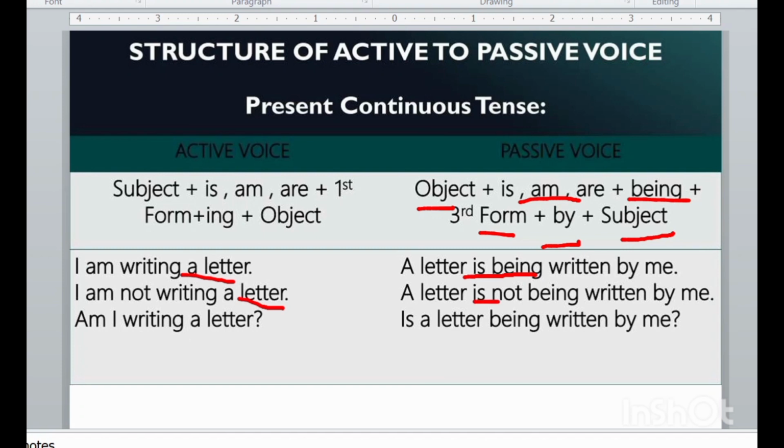Am I writing a letter? Is a letter being written by me? This is another example, an interrogative sentence. You know, it is very easy, it's not a difficult thing. If you know one structure, it means you can easily know all the structures.